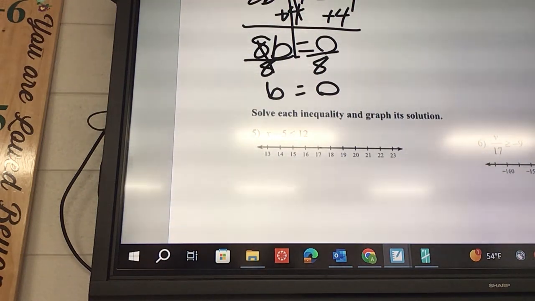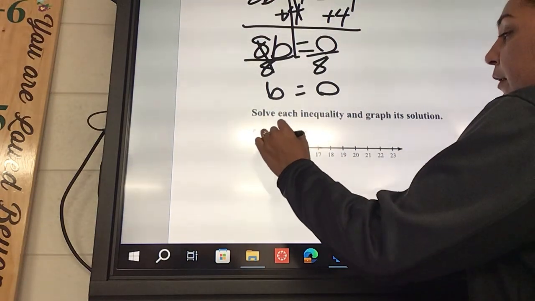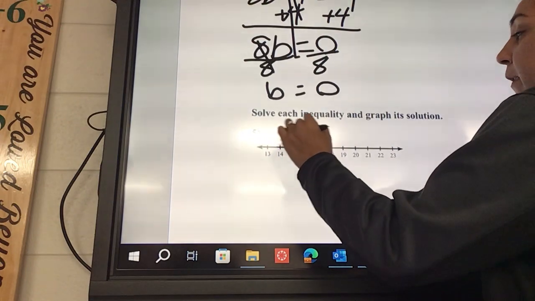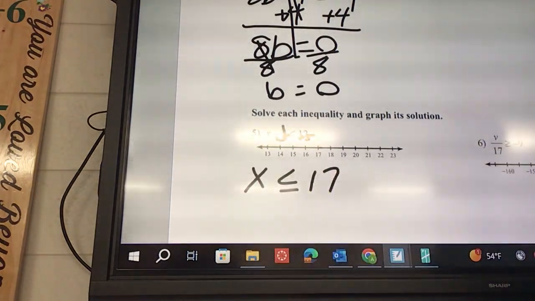Okay, number 5. What needs done first? Plus 5 on both sides. Okay, so we're going to add 5 to both sides. What is 12 plus 5? 17. Okay, and I'm going to just do it right below it just because there's only one step. Okay, and so I'm going to get x, and I'm going to get a 17.